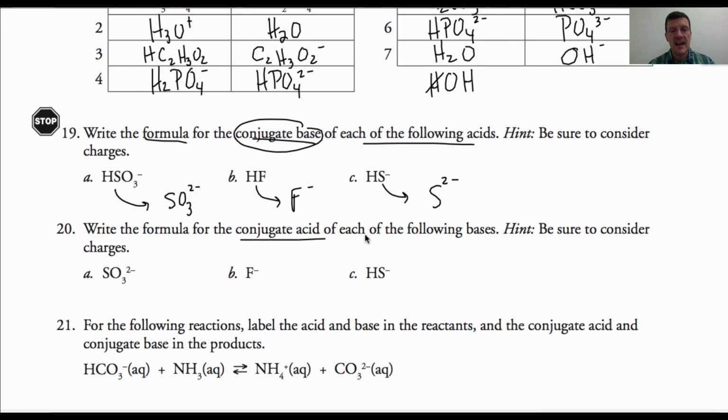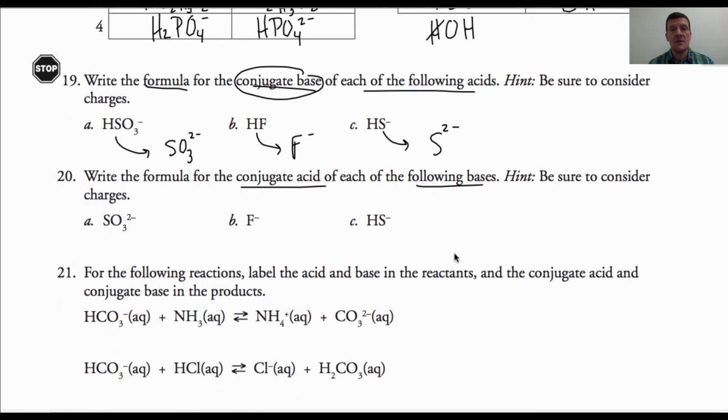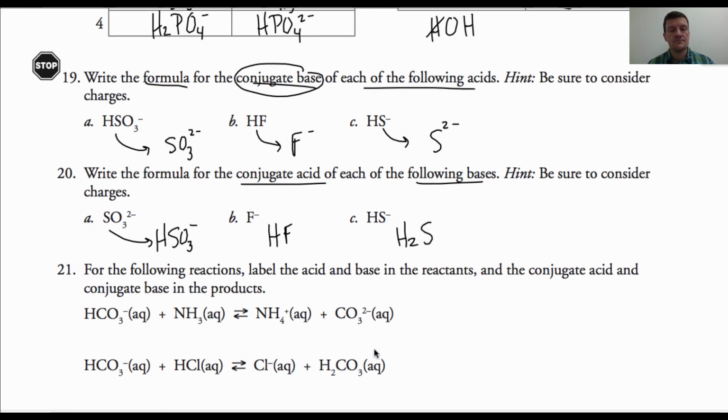Write the formula for the conjugate acid of the following bases. This time, we're going to add an H, and the charge is going to go up by 1. So if this accepts a proton, it's going to become HSO3 negative. Don't change the formula of the SO3. Just add an H and increase the charge by 1. Here, add an H, and if it's a negative 1, it becomes 0. Add another H, and increase the charge by 1, so this becomes 0.